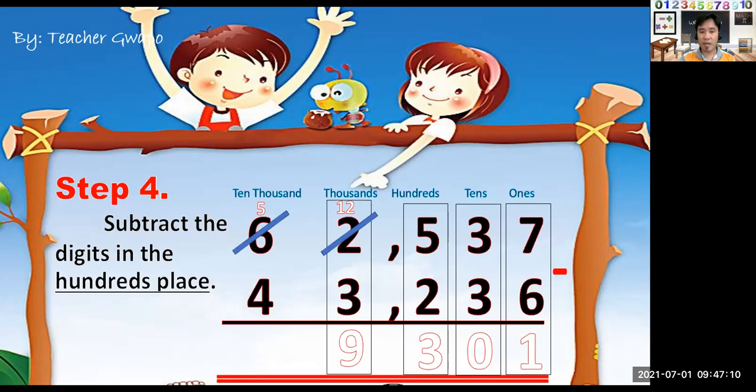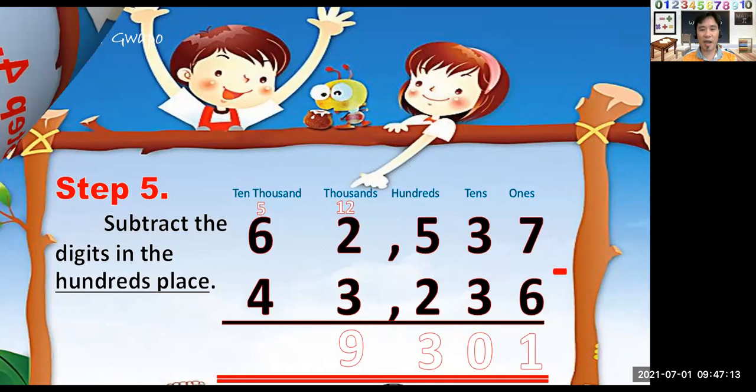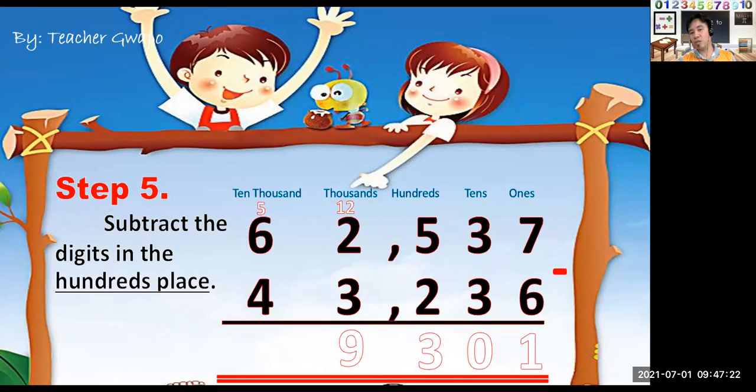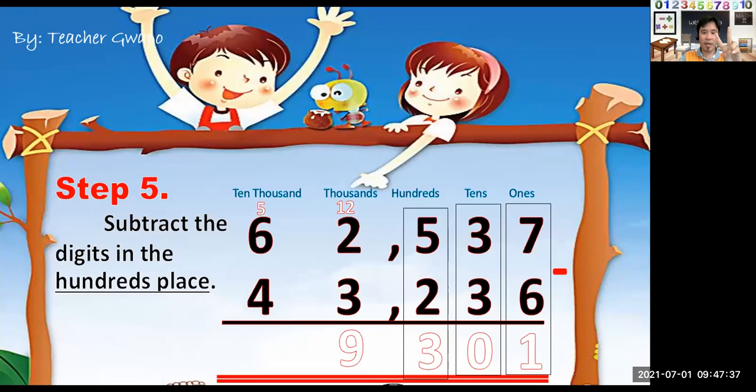So we will just rename, okay? Now, step number 5. A while ago, the 10,000s place has 6 ten-thousands and 4 ten-thousands, right? Since we renamed it, it becomes 5 ten-thousands. Again, from ones place, 7 minus 6 is 1. 3 minus 3 is 0. 5 minus 2 is 3. And in thousands place, we rename the number 2 or 2,000s to 12,000s. The 12,000 is from the 10,000s. So we have 12 thousands in here. So 12 minus 3 is 9.